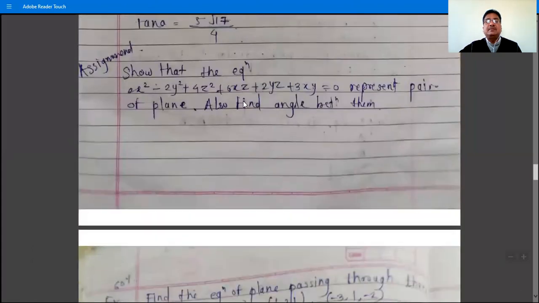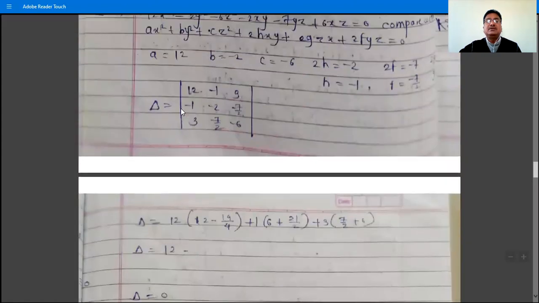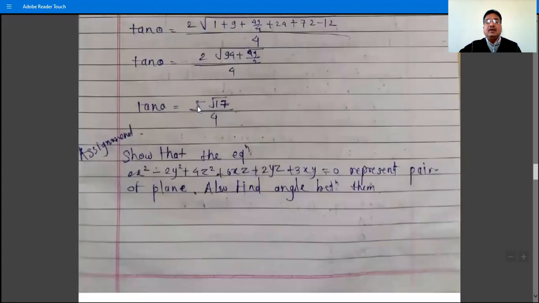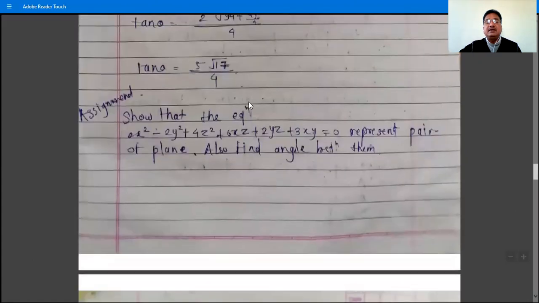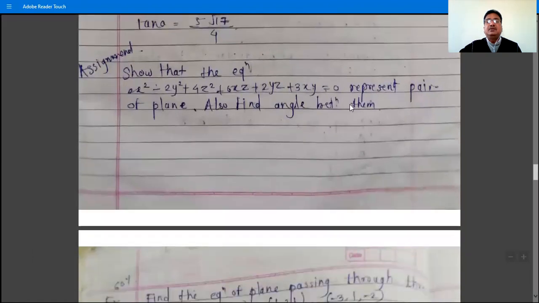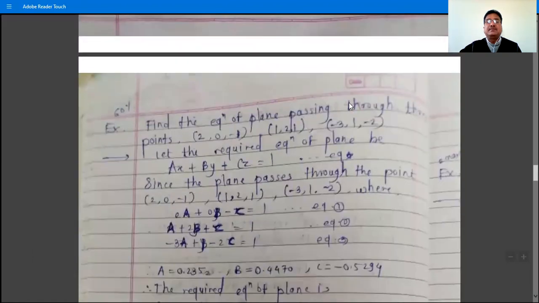So, same example for homework: show that the equation represents a pair of planes. Compare this equation with the standard equation, and show that the determinant delta is equal to 0. Then use this formula and find the angle theta between the pair of planes.